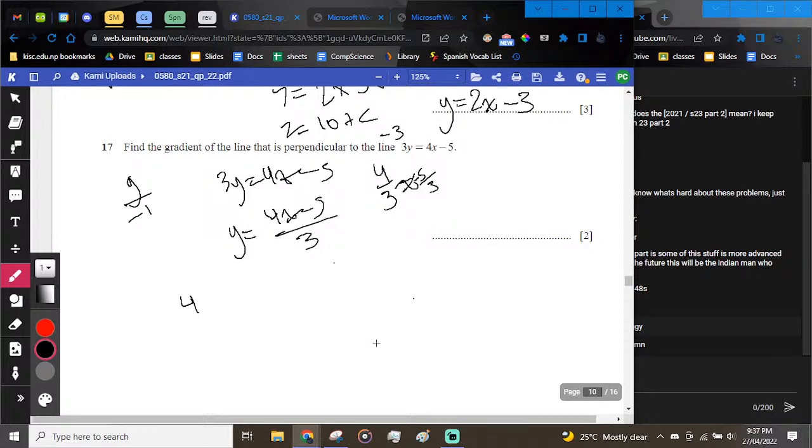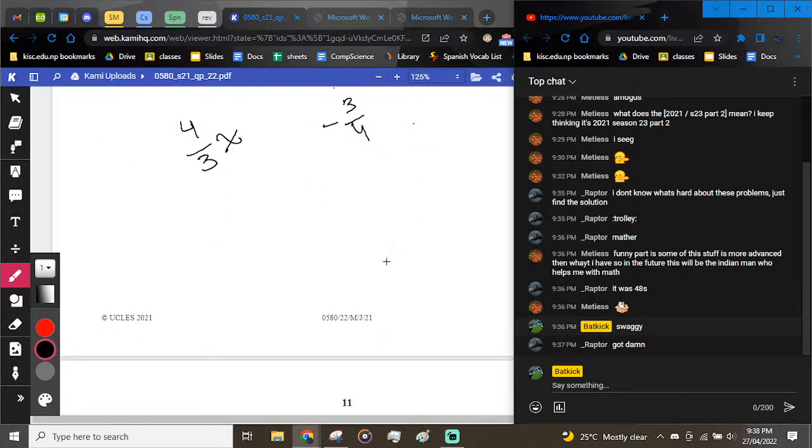So to get the gradient perpendicular to 4 over 3 x, it's going to be 3 divided by -1. Yeah, divided by -1. It's going to be 3 over... What? No. Oh, yes. The -3 over 4.